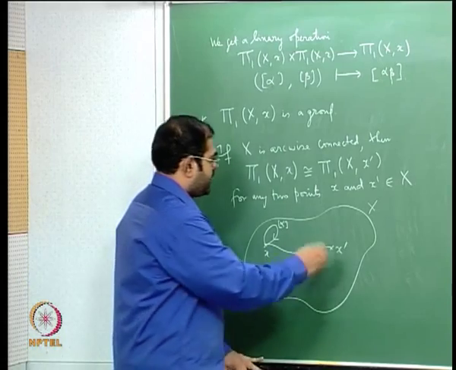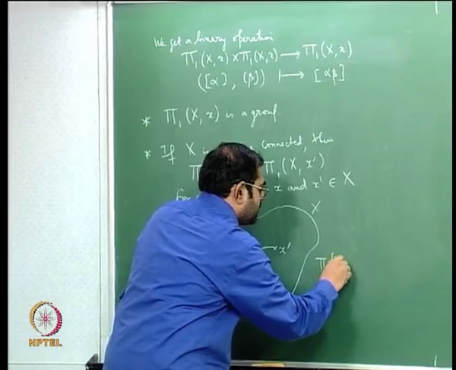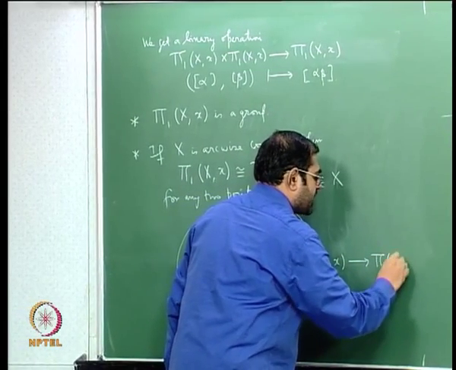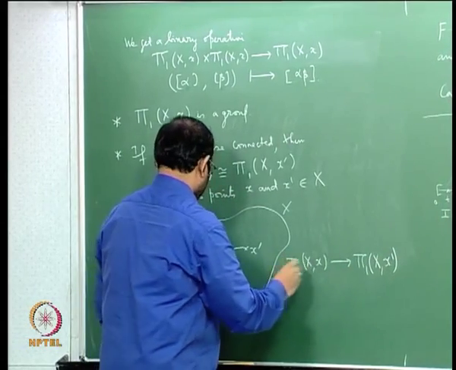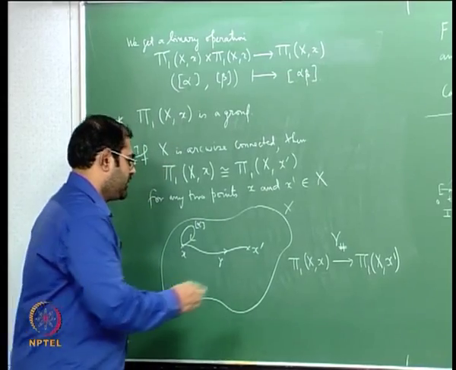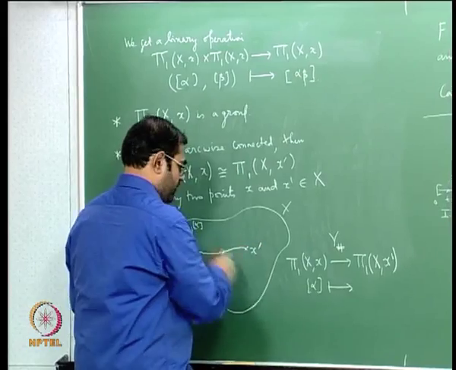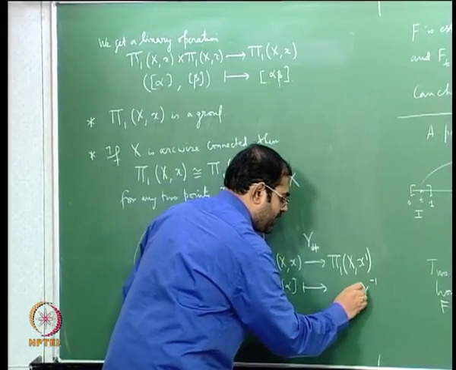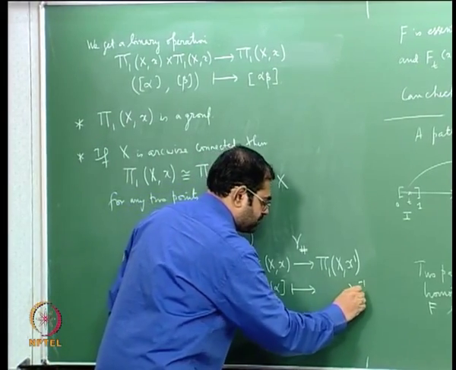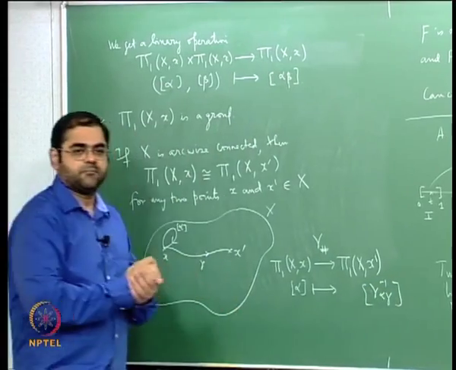So what happens is that the isomorphism in this case, pi 1 of X comma x to pi 1 of X comma x prime, let us call it gamma hash. This just takes any alpha to, well, first apply gamma inverse, followed by alpha, followed by gamma, and the equivalence class of that.